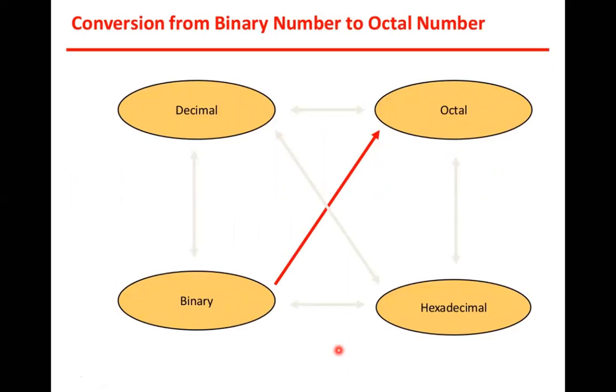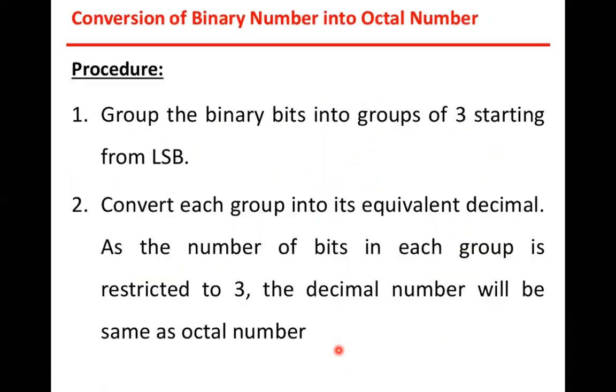Now binary to octal. Let's have the conversion between binary to octal. The procedure goes like this: group the binary bits into groups of 3 starting from the LSB. In the definition of octal itself, we have said that when a binary number is converted to octal, or to hexa, in the case of octal it is pairing of 3 bits, and in the case of hexa, the pairing of 4 bits from the least significant bit. So, group the binary bits into groups of 3 starting from LSB.